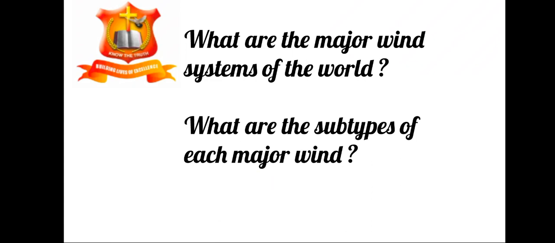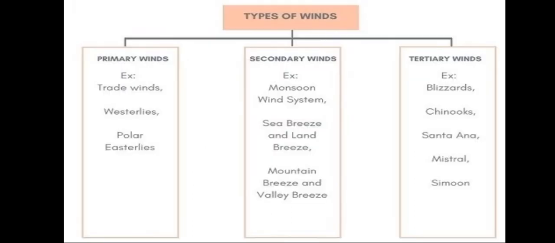I hope you have done it. Now, tell me, what are major wind systems of the world? The second question is, what are the subtypes of each major winds? So, the types of wind, you can make a flow chart. First is permanent wind. The permanent winds are also called primary winds. And the subtypes of these winds are trade winds, westerlies, and polar easterlies. Got it?